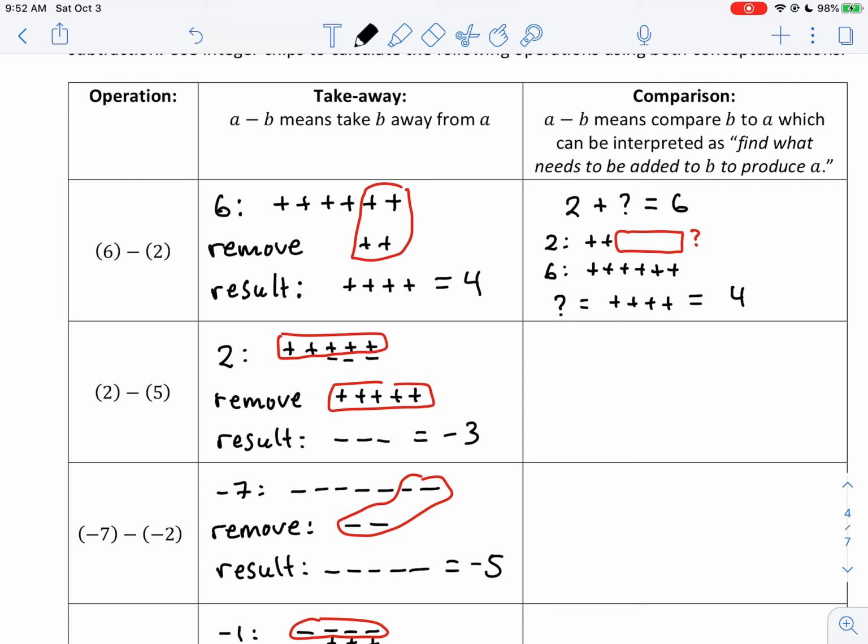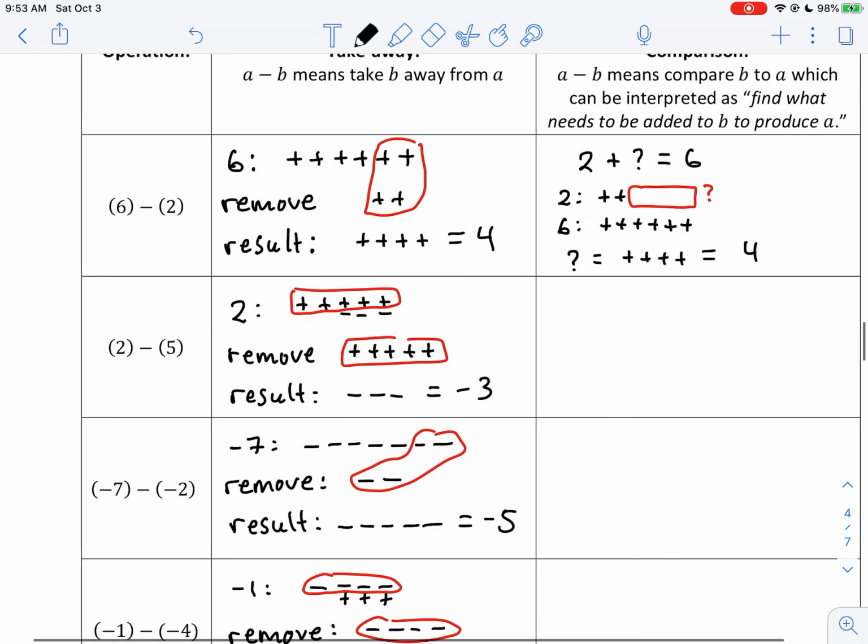Or you can say that 6 is 4 more than 2, right? Hence the comparison. Nothing was really being taken away. We didn't start with 6 and then say remove 2, what's left? So there wasn't that sort of dynamic action happening here, that mental operation. Instead, it was putting 2 side by side with 6 and saying, how do they compare? What needs to be added to the 2 so that's the same thing as the 6?